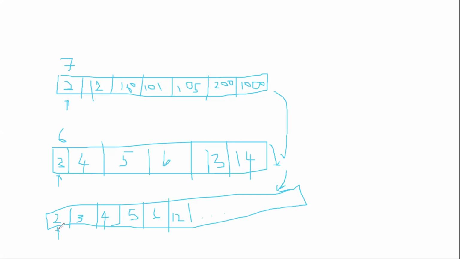And let's say there's a third pointer which points to our temporary array. 2 is minimum, so we put 2 over here and we increment this pointer to this position. Now the pointer in our first array points to position 2, index 1, while the pointer in our second array still points to index 0. Now we have to compare 12 and 3. We see that 3 is smaller, so we increment this pointer to the next thing and we put 3 over here.